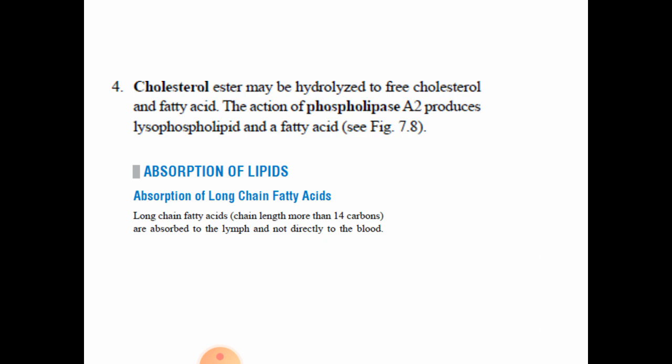Cholesterol ester may be hydrolyzed to free cholesterol and fatty acids, and the phospholipase enzymes produce lysophospholipids and free fatty acids. So that is with the digestive enzymes. Next, we will move on to the absorption of lipids.